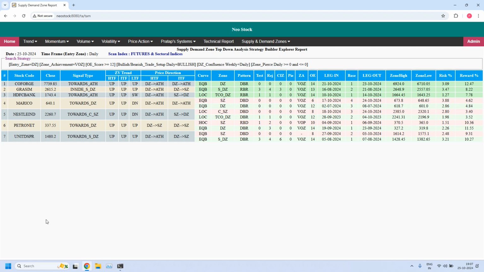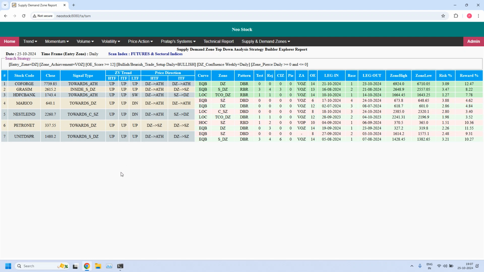Bullish trade setup for monthly income trade, and also these entry zone, the daily zones are part of the weekly zones. Weekly zone is up because it is a bullish trade setup. Weekly trend is uptrend. Weekly means ITF trend, because trend always we look into ITF.